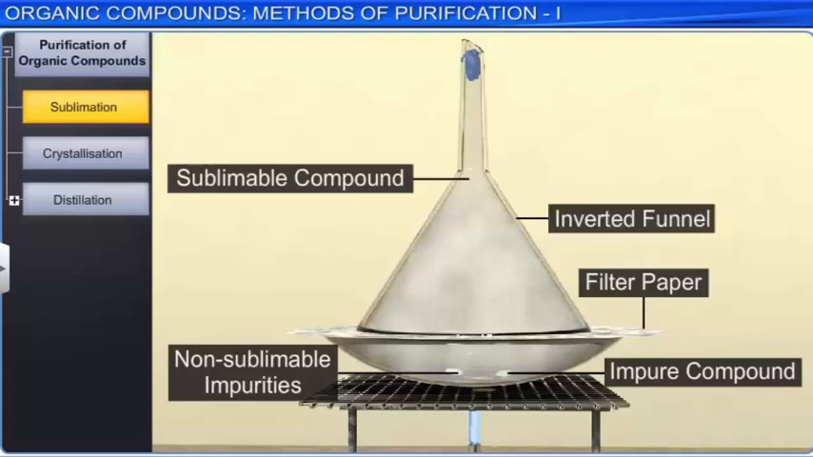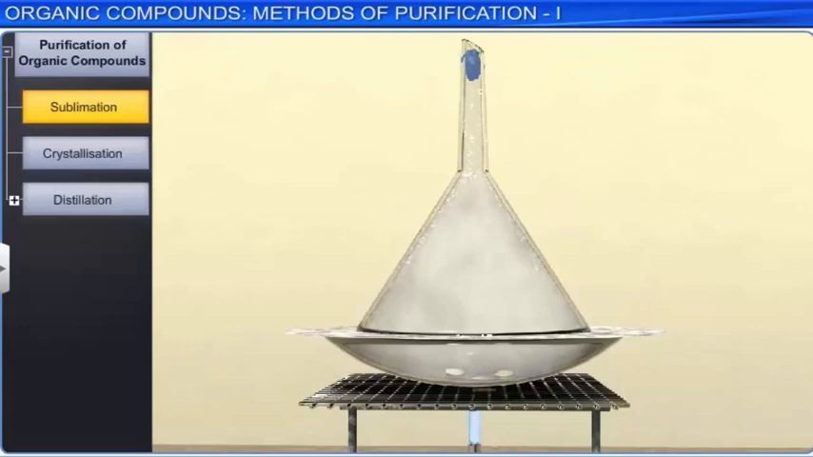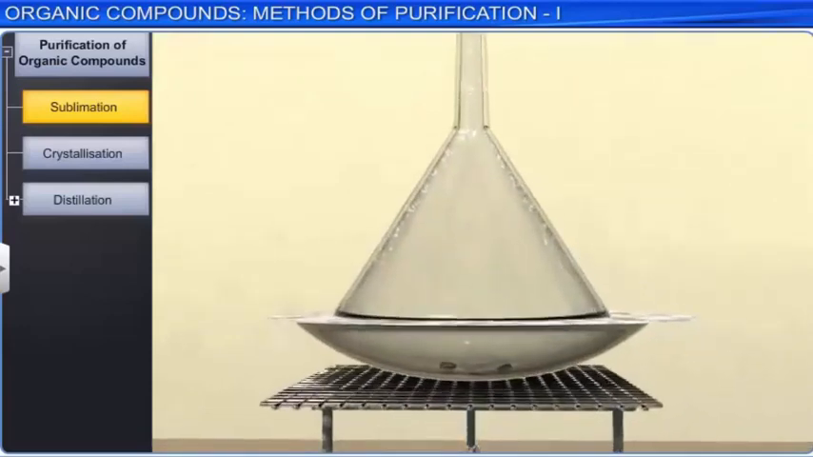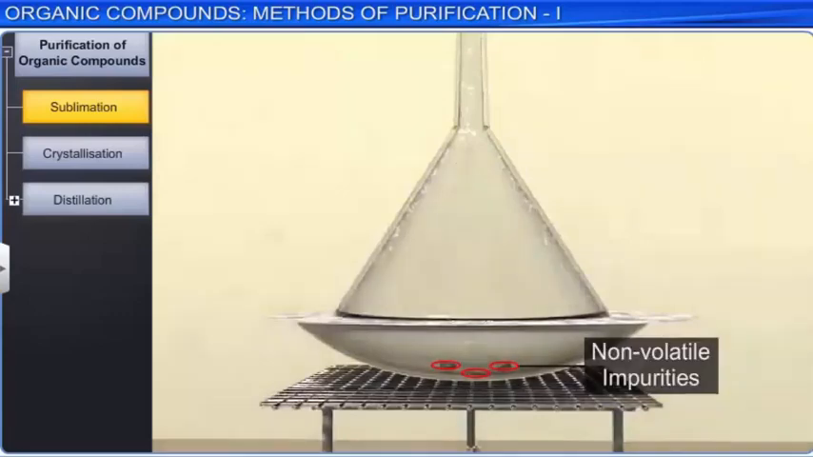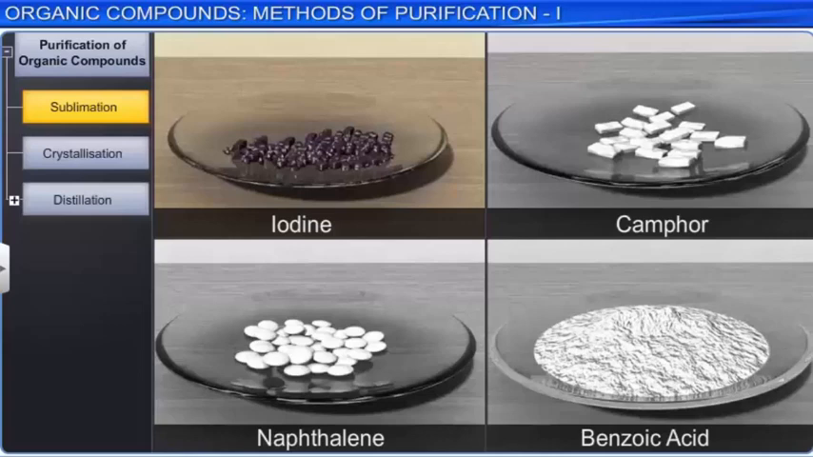The stem of the funnel is plugged with a little cotton. Vapors of the solid, which sublime, pass through the holes in the filter paper and condense on the cooler walls of the funnel. The non-volatile impurities are left behind in the dish. Iodine, camphor, naphthalene, and benzoic acid are purified by this method.